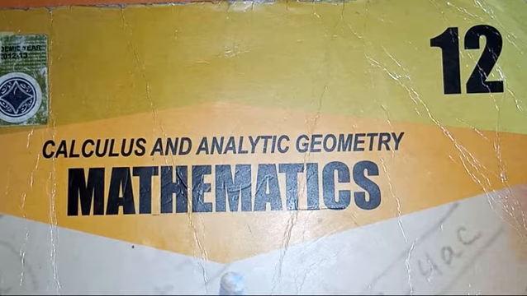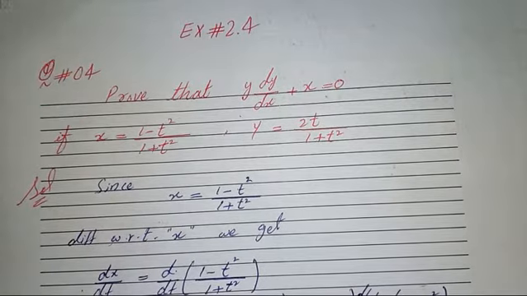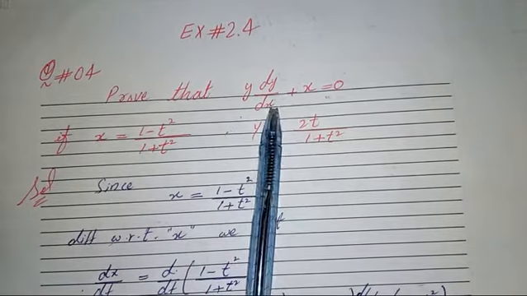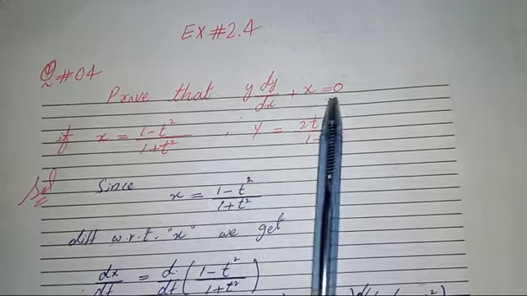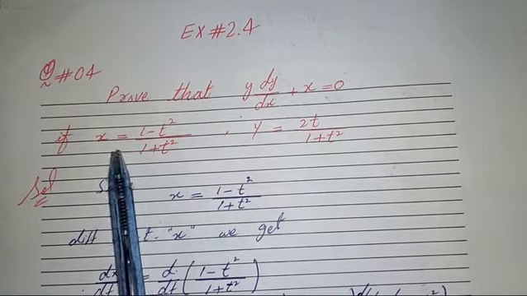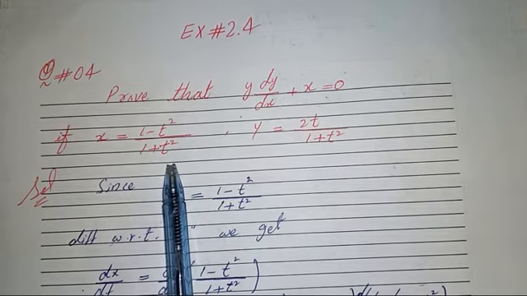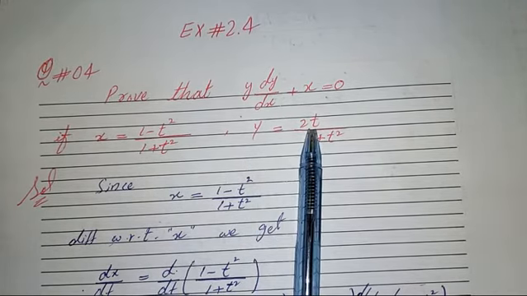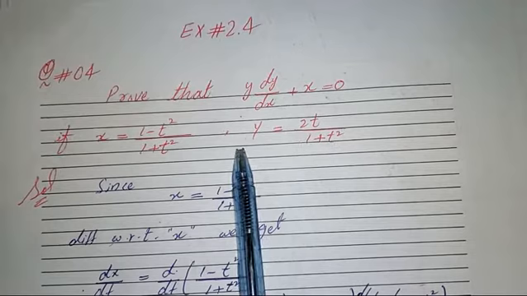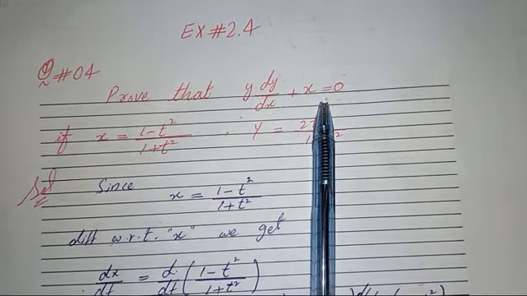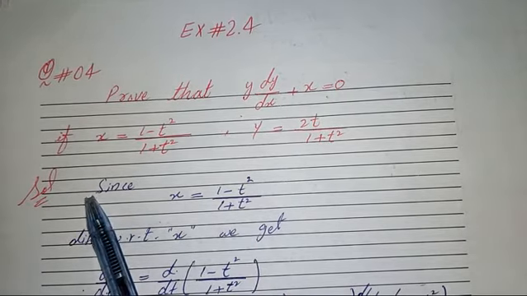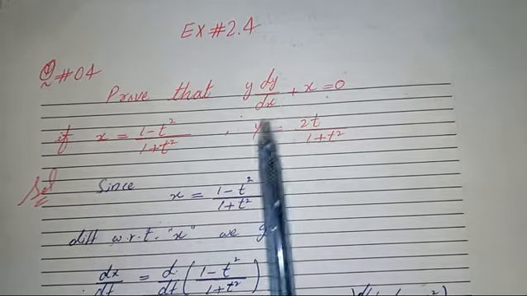Second year, now we are going to start question number 4 of our exercise 2.4. We have to prove that dy over dx plus x is equal to 0. This is our requirement, while x is given here as (1 minus t square) over (1 plus t square), while y is given here as 2t over (1 plus t square), and we have to calculate why dy over dx plus x is equal to 0. Okay, so now we are going to solve this to prove it.